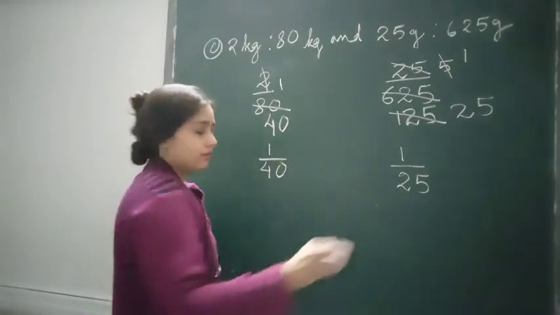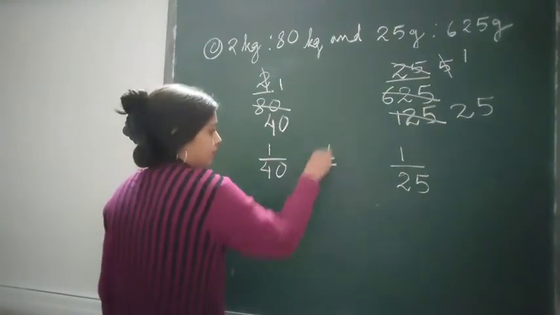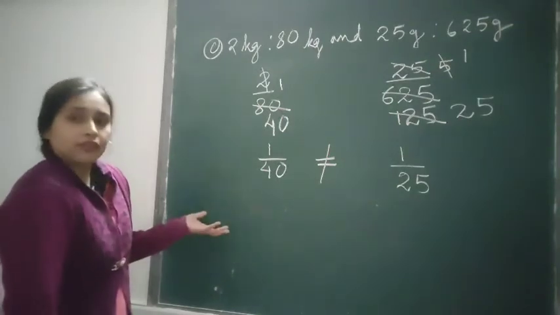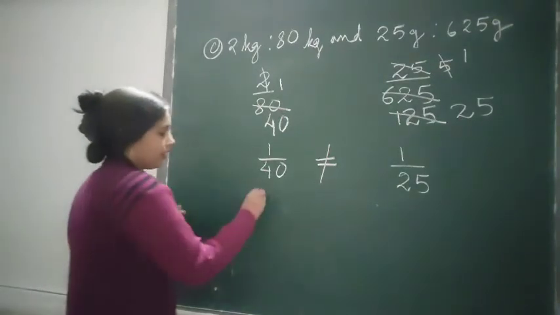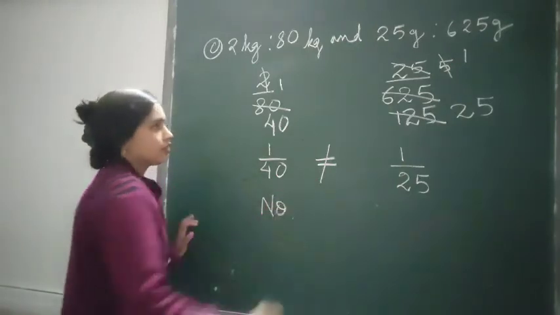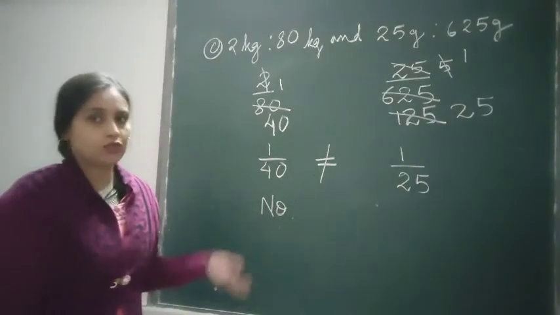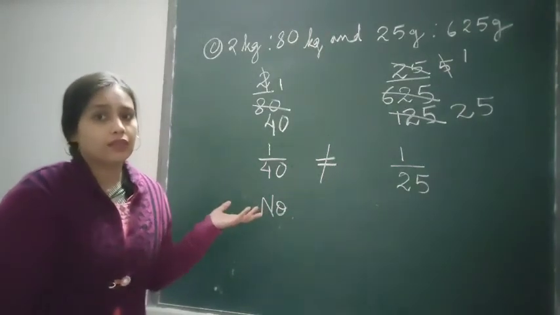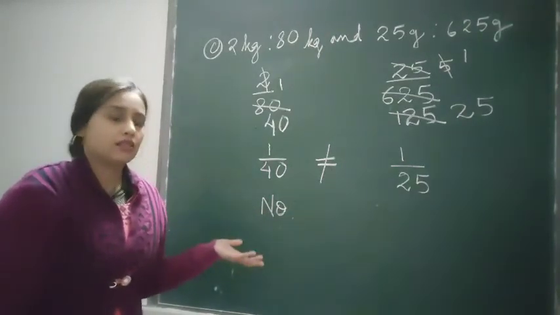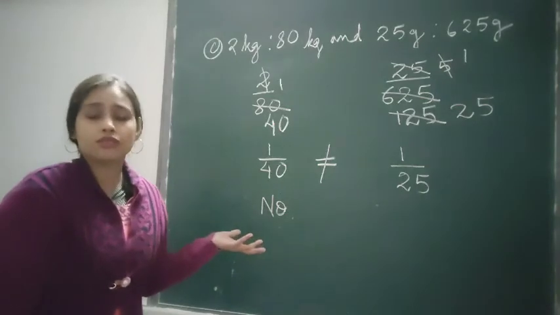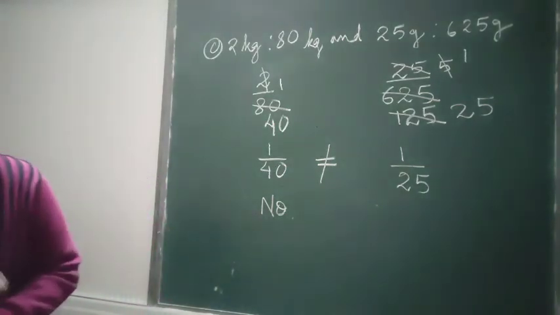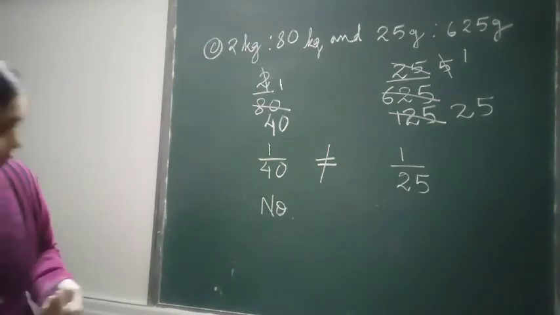Are they equal? No. So what to write? We'll only write no. That's it. And they are not in proportion, so we will not write the statement of proportion. Secondly, we cannot give the middle terms and the extreme terms. Why? Because the ratios are not in proportion. Okay, starting with the last question.